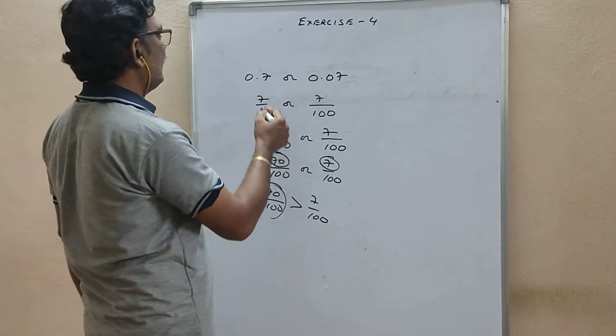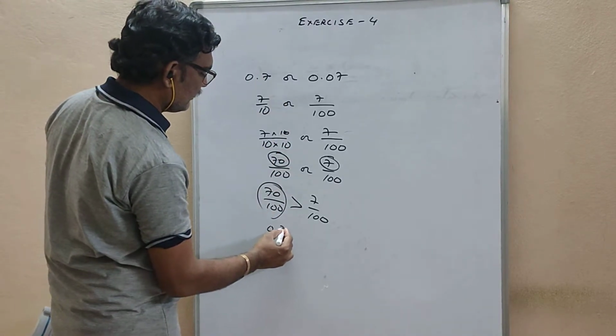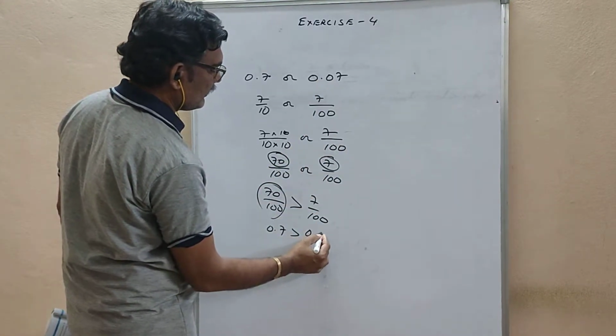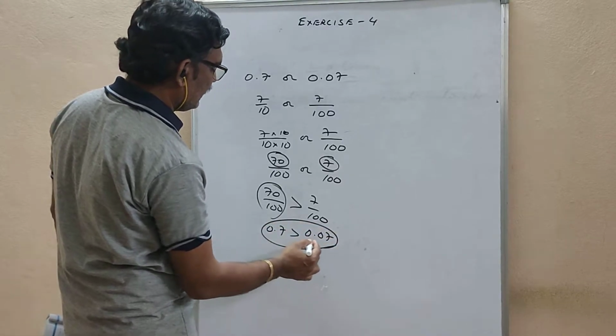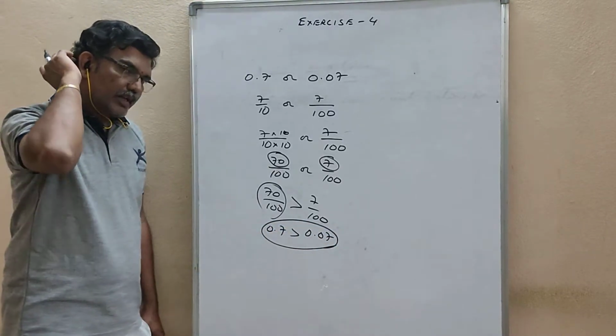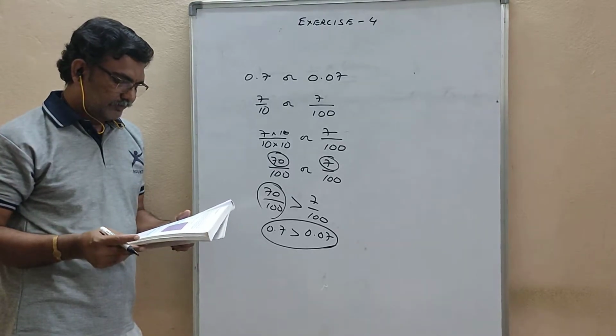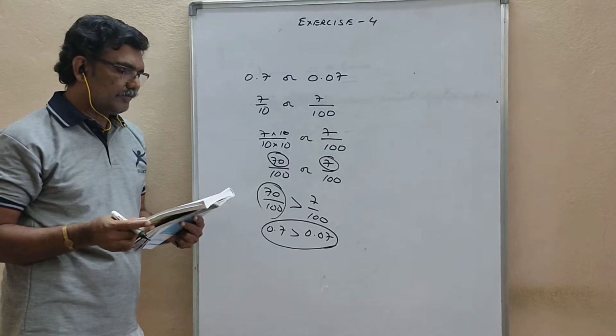What is 70 by 100? It is nothing but 0.7. What is 7 by 100? It is nothing but 0.07. So you can write 0.7 is greater than 0.07. Okay.